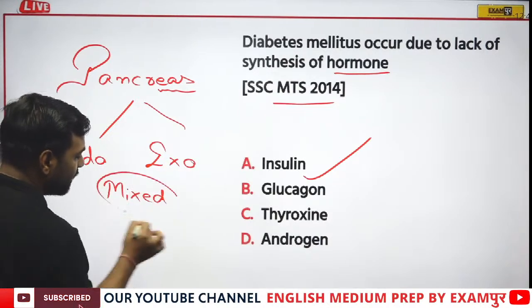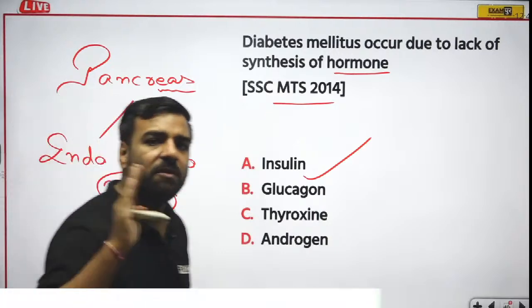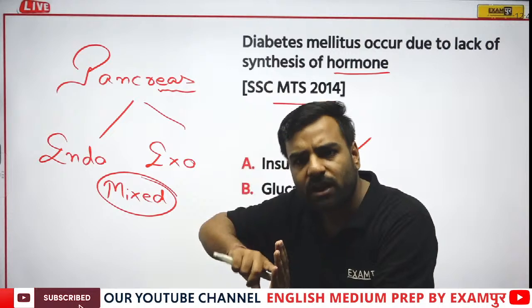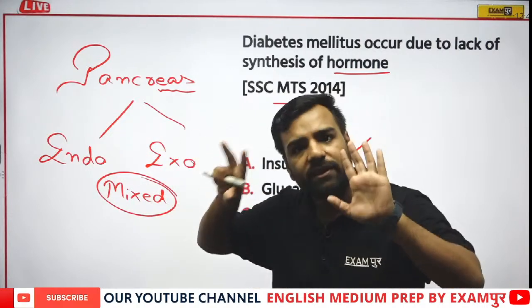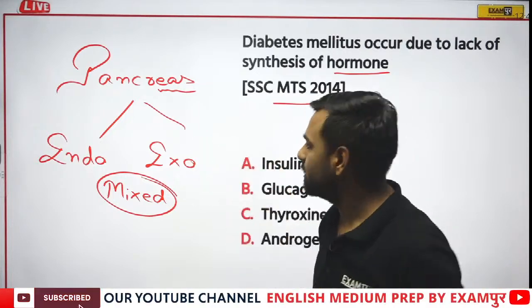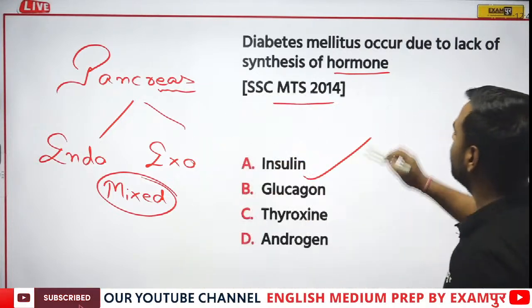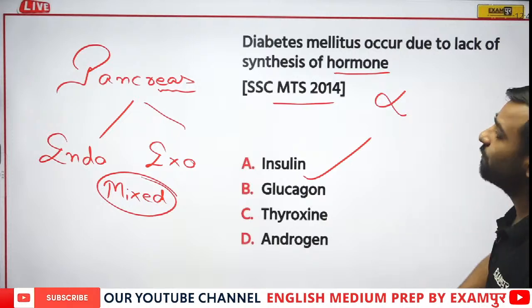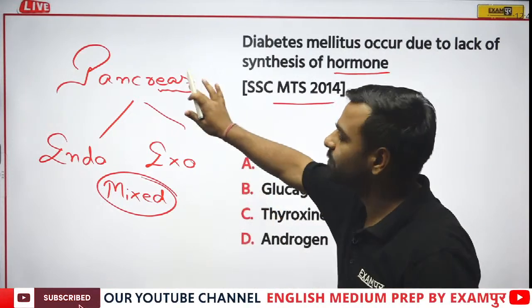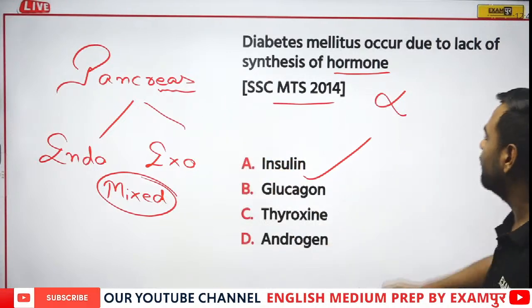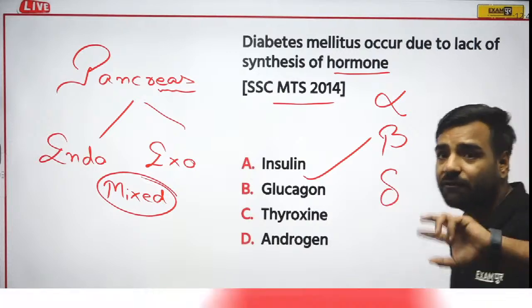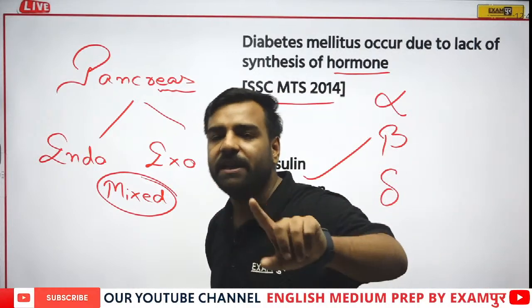Very important. Apart from mixed, there may be a question which may be asked: which among the following is the compound gland? So compound gland, mixed gland, everything is related to your answer, that is pancreas. Now, if I talk about pancreas, there are three different cells which are created from islets of Langerhans. Islets of Langerhans are present in pancreas. From islets of Langerhans, there are three types of cell: alpha, beta and delta. They are not alpha, beta, gamma. They are alpha, beta and delta.